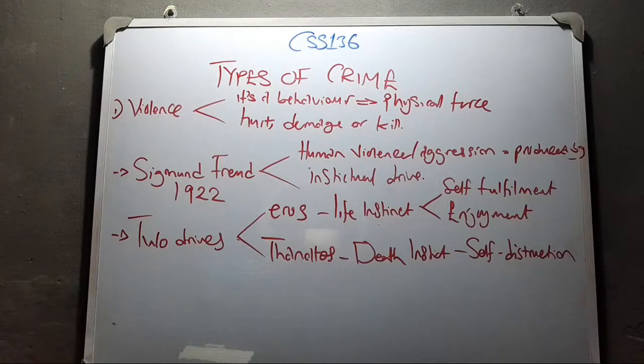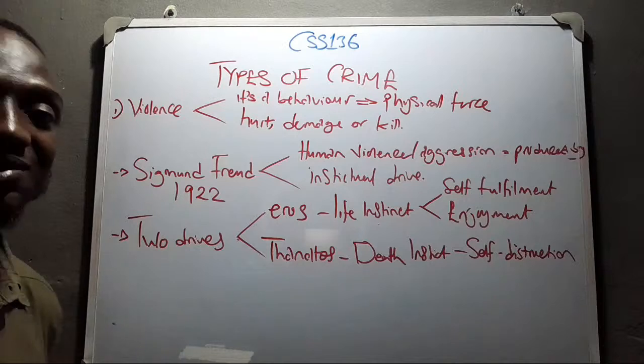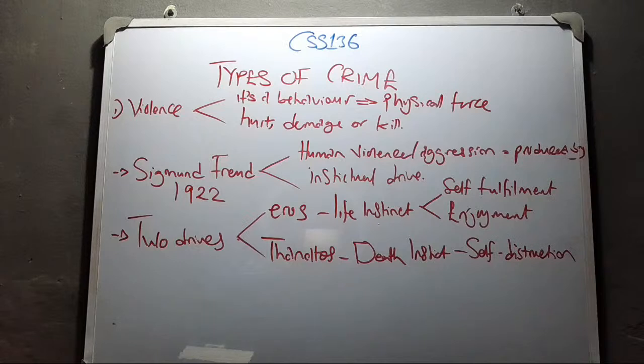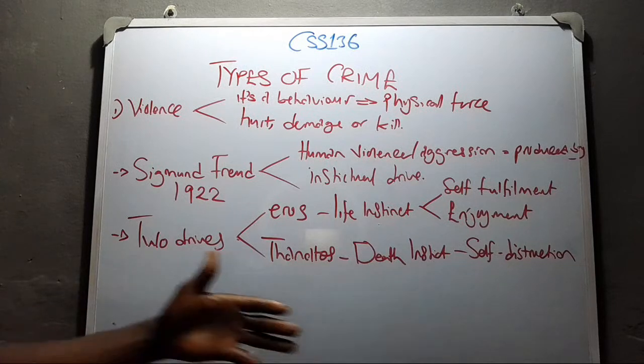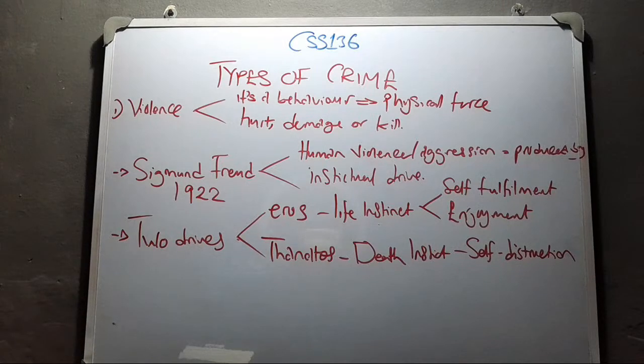So eros is the life instinct, categorized by self-fulfillment and enjoyment, while thanatos is the death instinct, self-destruction. Thanatos can be expressed externally as violence and sadism. Some people are just always sad, they are called sadists. The psychological drive that predominates their behavior, thanatos, has dominated them, and that is why they are externally expressing it as sadists. That is thanatos being expressed.